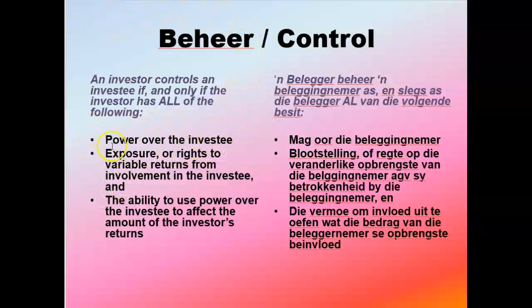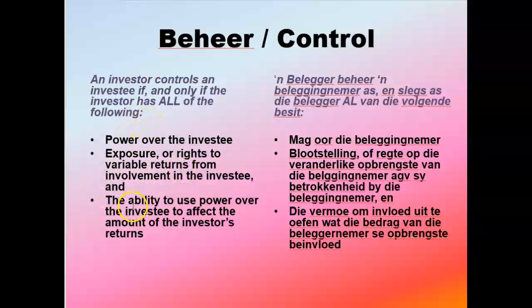In this one, we are going to look a little bit more at exposure or rights to variable returns from the involvement in the investee. So I am involved in the day-to-day operations of this company that I've invested in. And that involvement will eventually lead to the fact that I'm going to earn some returns. It's a variable return, it can't be a fixed return. So I will have the right to earn some variable returns as a result of my investment.